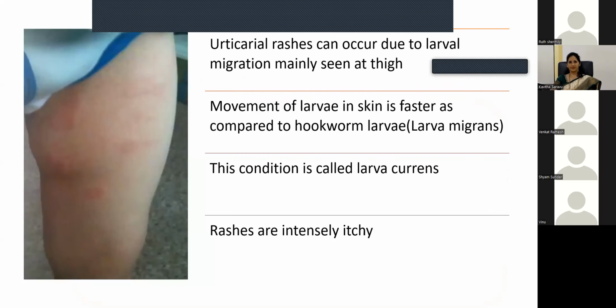Okay, so I'm showing a different picture of larva currens. Dr. Venkat has shown a different picture. Anyways, it is good for learning. So here you can see urticarial rash can occur due to larval migration. Movement of the larva in the skin is faster as compared to the hookworm larva. In the books, it is written that the larva moves as fast as 10 centimeters per hour. This condition is called larva currens, and the rashes are intensely itchy in this condition.